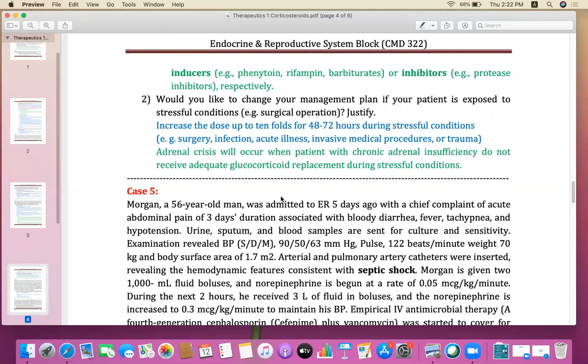Justify surgical operation. Yes, as we discussed before, increase the dose up to tenfold for 48 to 72 hours during stressful conditions like surgical operations, because adrenal crisis will occur when patients with chronic adrenal insufficiency do not receive adequate glucocorticoid replacement during stressful conditions.